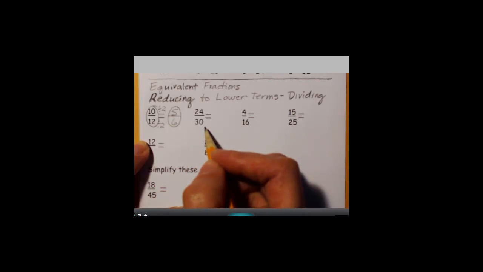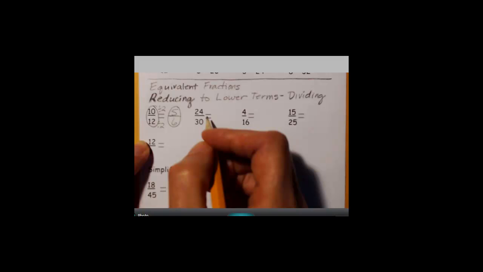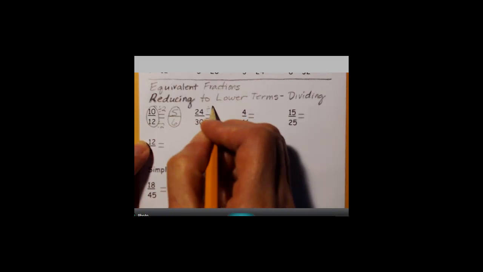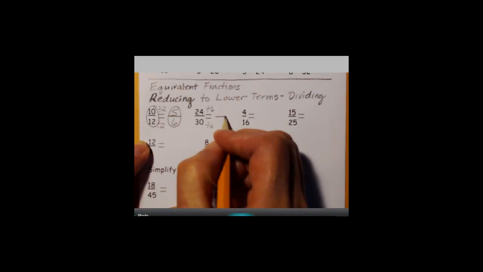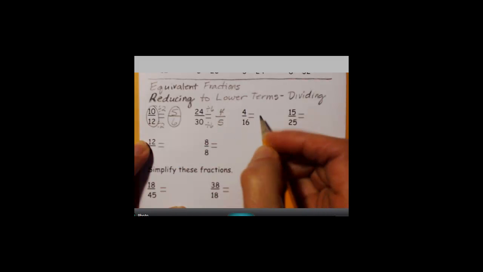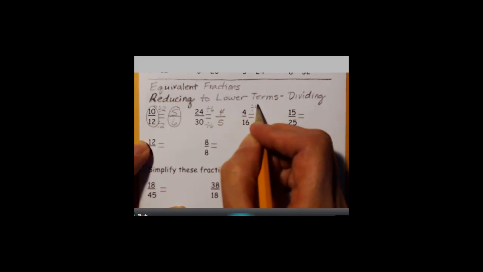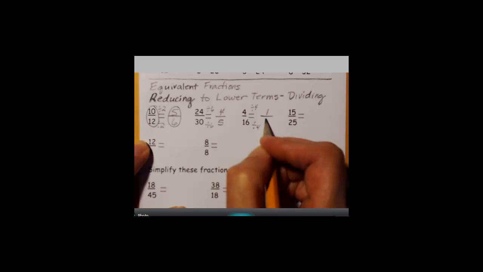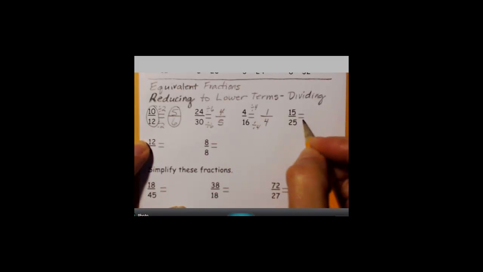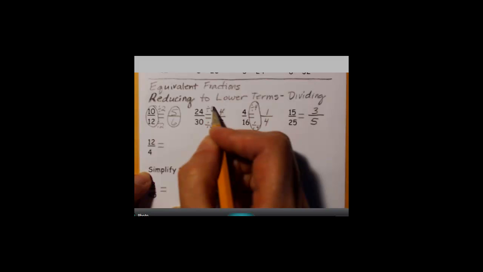In this case, 6 goes into both 24 and into 30, so we're going to divide both numerator and denominator by 6. And we come up with 24 divided by 6 is 4, 30 divided by 6 is 5. This next case, we're recognizing that 4 goes into both numerator and denominator, and that would leave us with 1/4. In this case, 5 goes into both numerator and denominator, so 15 divided by 5 is 3, 25 divided by 5 is 5. So you wouldn't have to write all of this, our thought process down, but I'm including it here so that you can see what it is that we're doing.